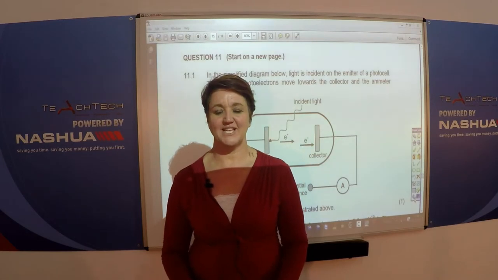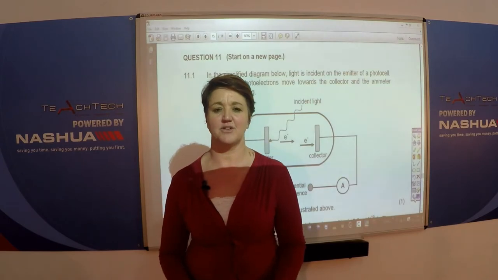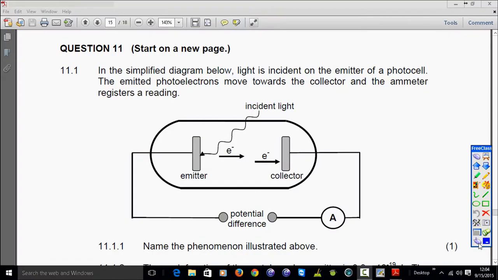Today, Question 11 on the November 2013 paper is about the photoelectric effect. In the simplified diagram below, light is incident on the emitter of a photocell. The emitted photoelectrons move towards the collector and the ammeter registers a reading. So we have light falling on the metal, electrons are released. So what is this phenomenon called? And of course, then, the photoelectric effect.